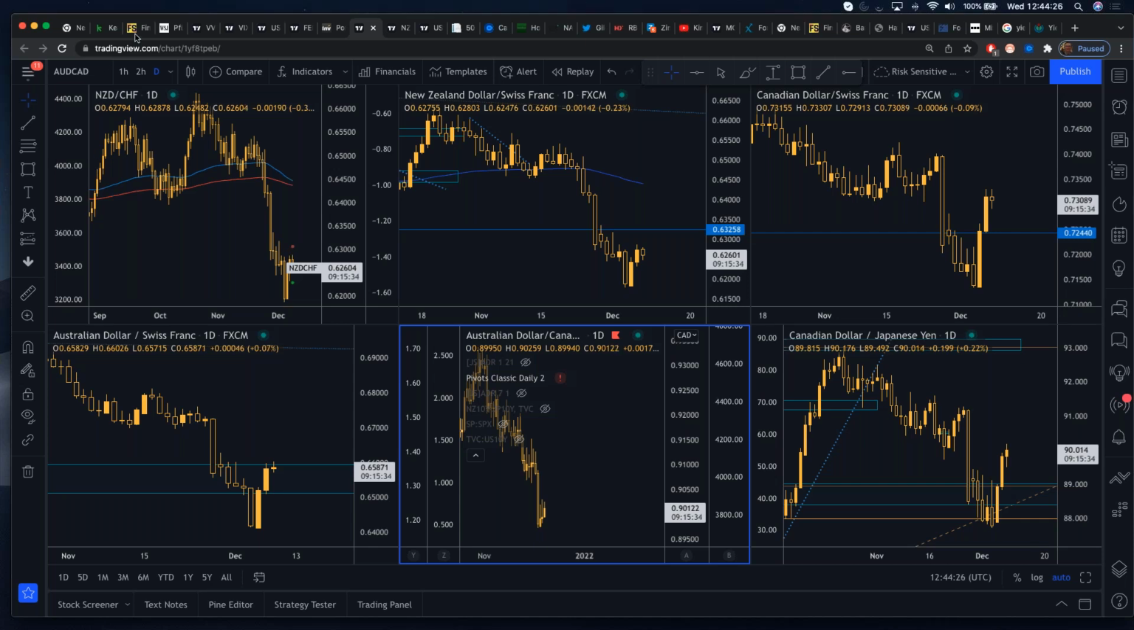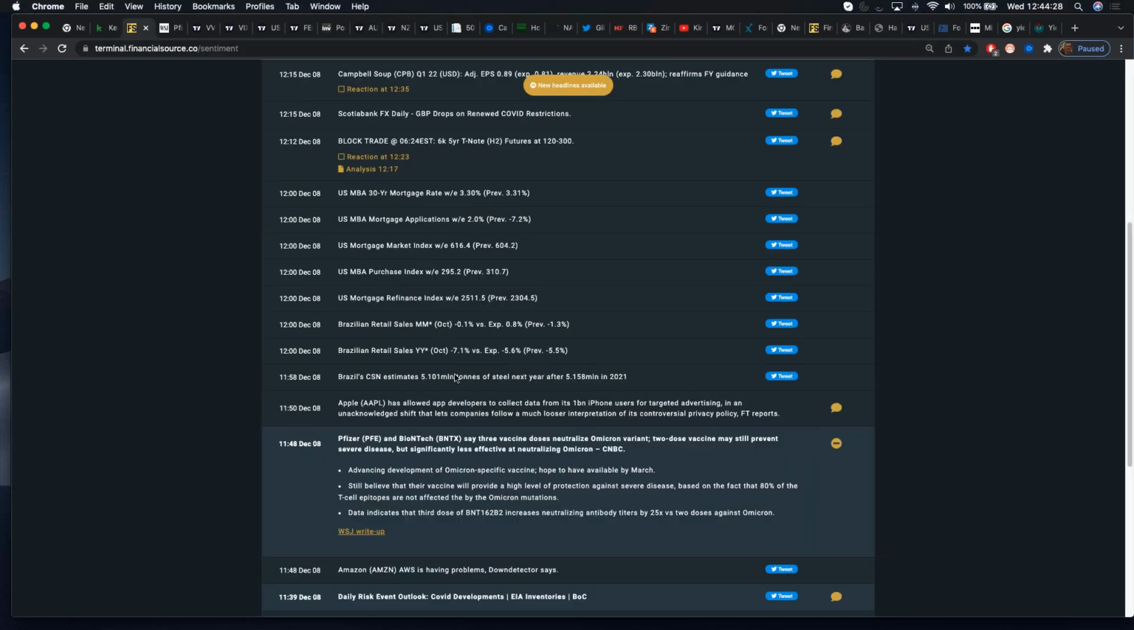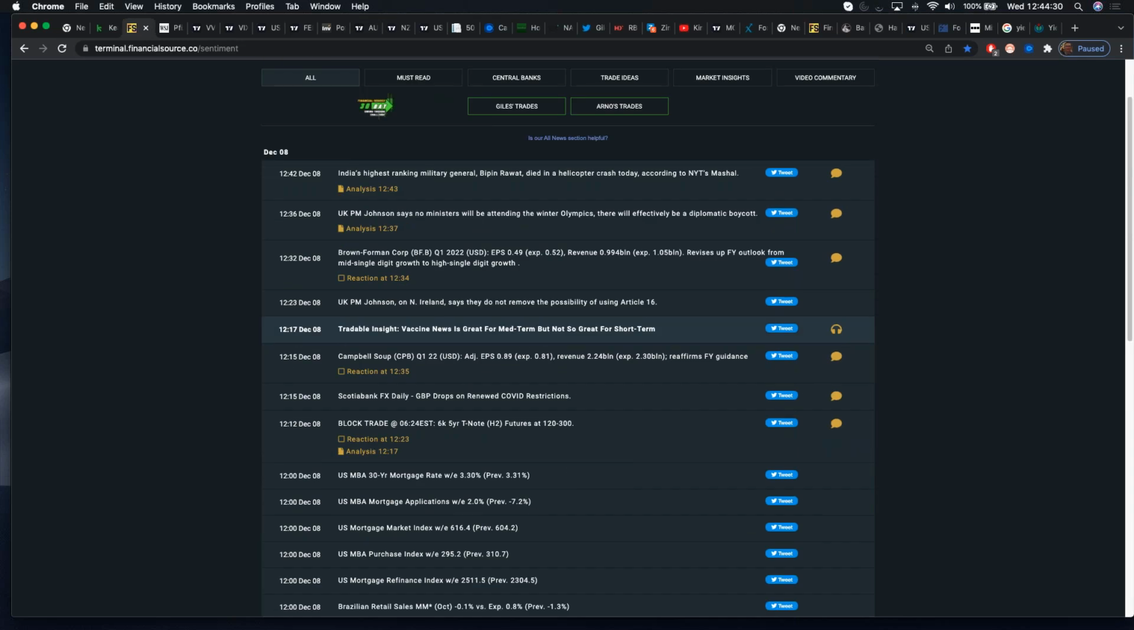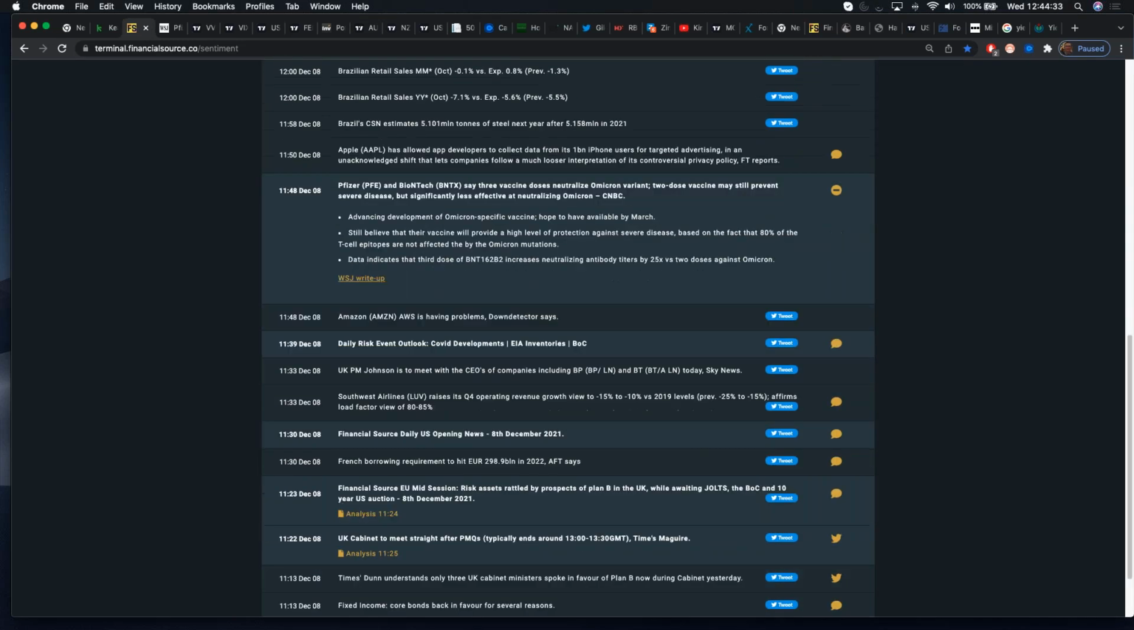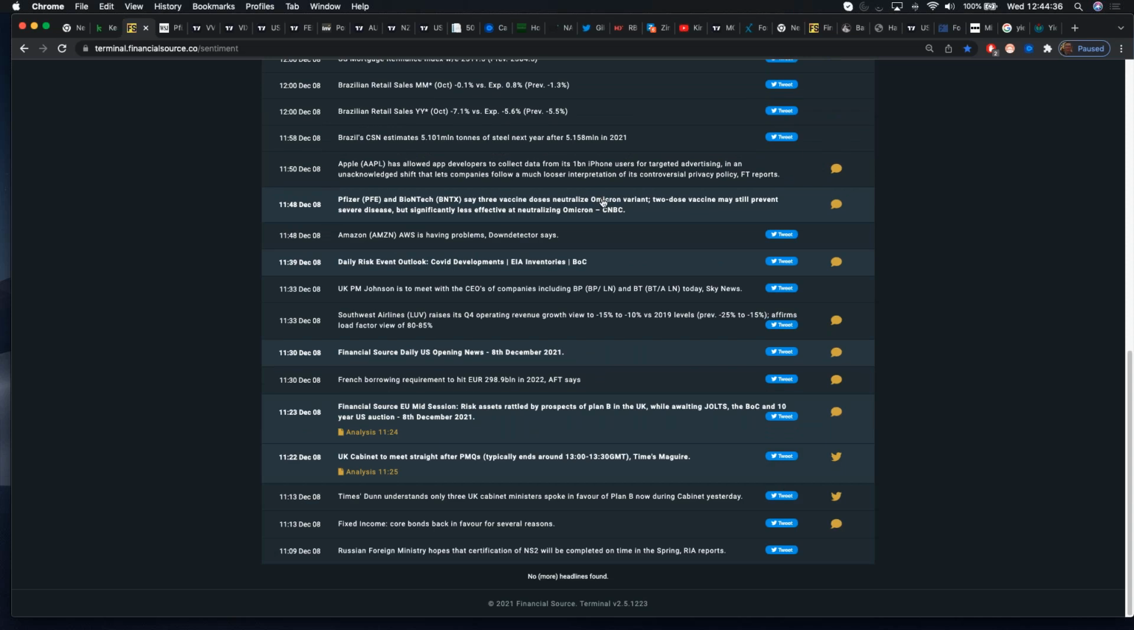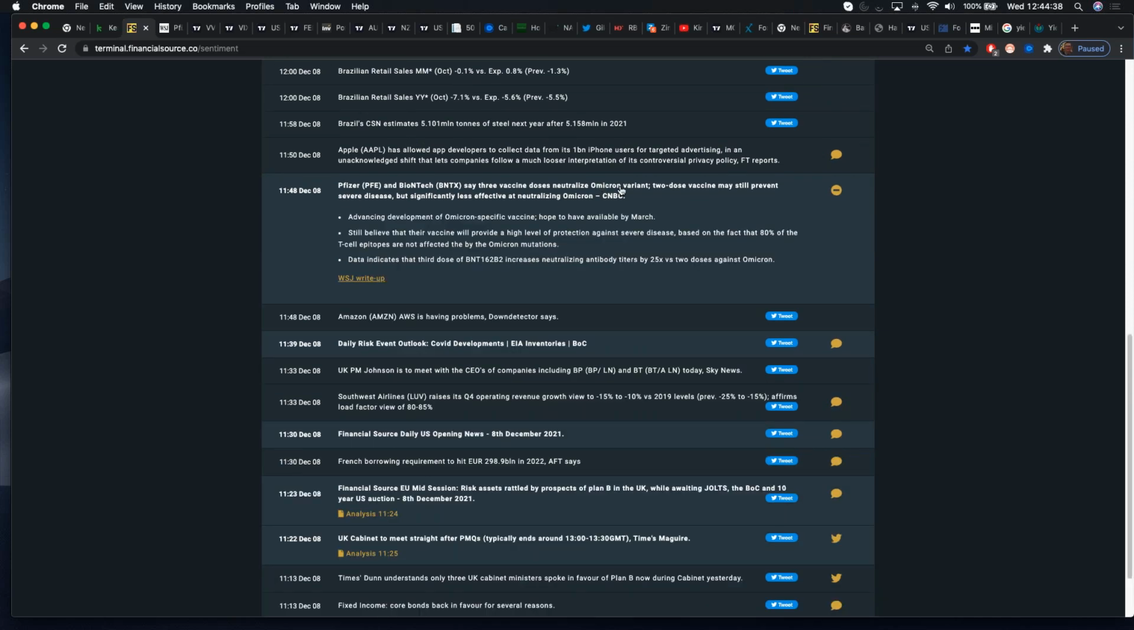is the latest headline we've just had from Pfizer and BioNTech, right? So if you look at this news, Pfizer and BioNTech say 3 vaccine doses neutralize the Omicron variant. Good news. A 2-dose vaccine may still prevent severe disease. Good news. But it is significantly less effective at neutralizing Omicron.